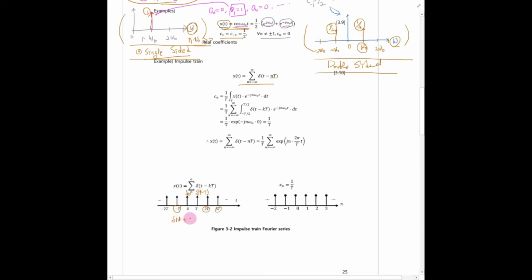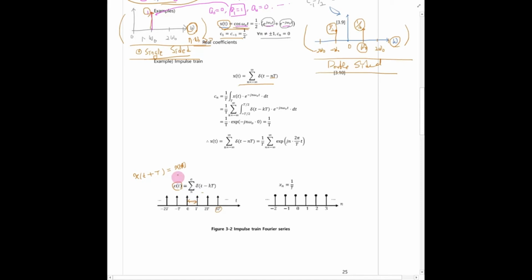Okay, this one. This one is delta t plus 2t like that. This is an impulse train. You know what? This signal is periodic. It means that x(t + T) equals x(t). The period is T. This is the period.